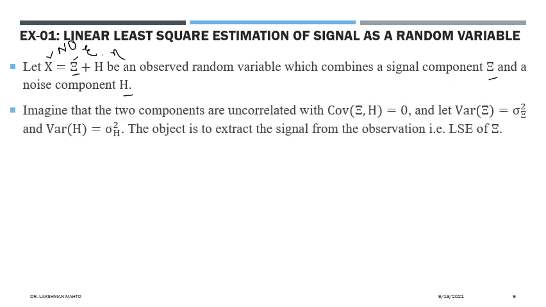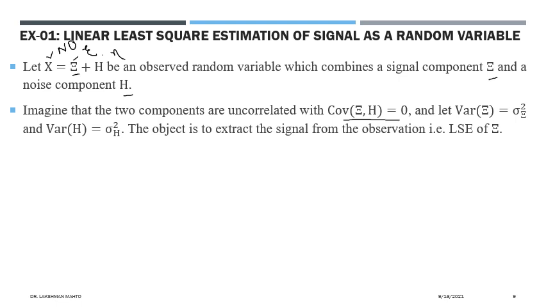Imagine that the two components, the signal component and the noise component, have different sources. Signal is coming from something else, noise from something else. So in general we assume that signal is independent of noise, or uncorrelated. What is the meaning of uncorrelated? They have zero covariance. Further, the variance of the signal is given as sigma square chi, and the variance of noise eta is given as sigma square eta. So different variances are given.